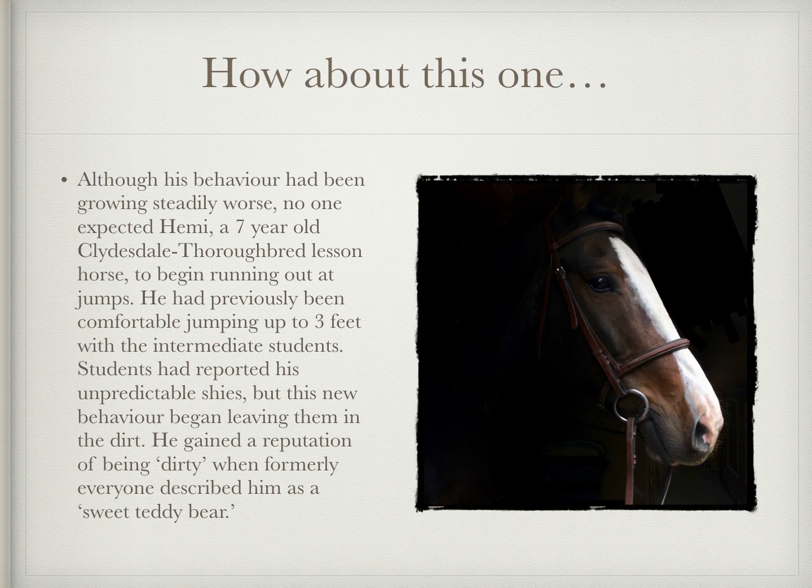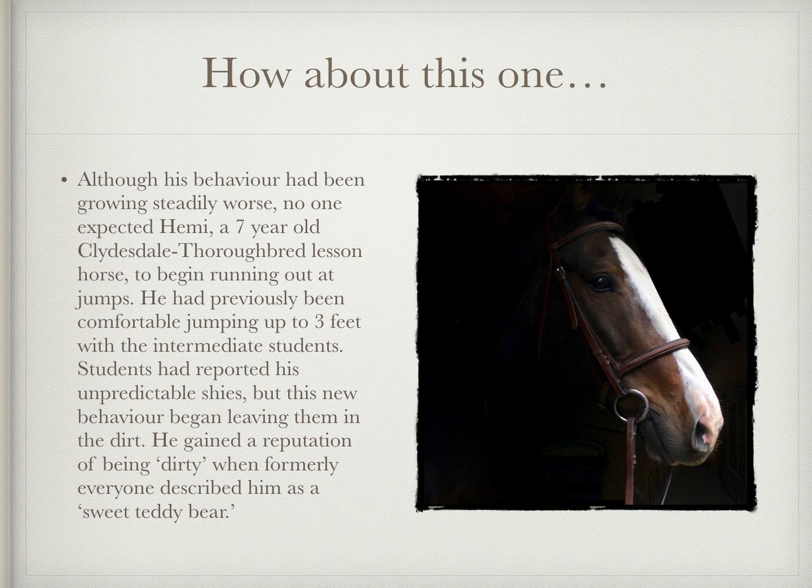Although his behavior had been growing steadily worse, no one expected Hemi, a 7-year-old Clydesdale thoroughbred lesson horse, to begin running out at jumps. He had previously been comfortable jumping up to 3 feet with the intermediate students. Students had reported his unpredictable shies, but this new behavior began leaving them in the dirt. He gained a reputation of being dirty, when formerly everyone described him as a teddy bear.